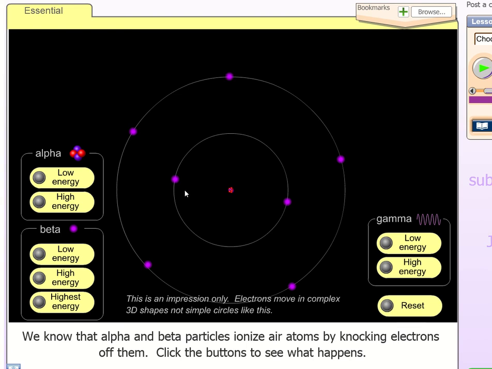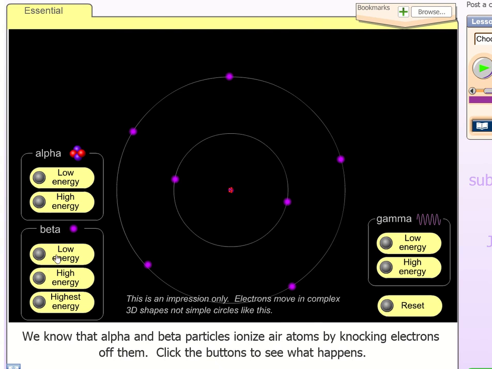Let's see what happens when the alpha particles have higher energy. Here you could see that the electron is pulled towards the alpha particle. As the alpha particle spends so little time passing the atom, it doesn't have enough time to pull free the electron. The atom remains as it is.